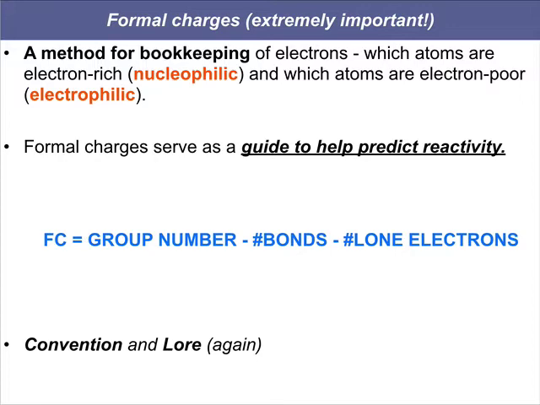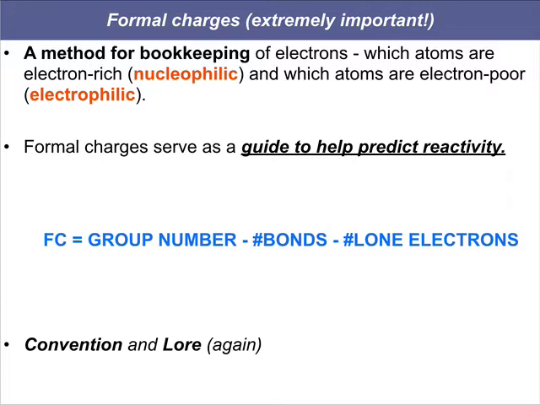So what is a formal charge? A formal charge is simply a method of bookkeeping for electrons, where we can keep track of which atoms are electron rich, meaning they're nucleophilic, and which atoms are electron poor or electrophilic in a molecule. This basically serves as a guide, again, to help us predict reactivity. And the formula for formal charge is the group number, so the number of valence electrons that the atom comes with, minus the number of bonds, minus the number of lone electrons.